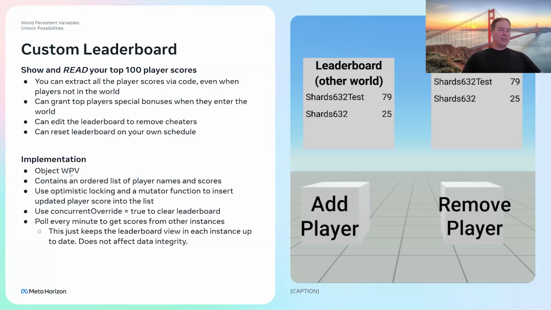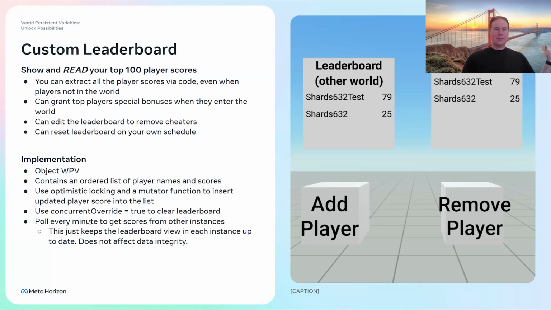So it uses an object WPV, which just contains an ordered list of all the player names and their scores, using optimistic locking and a mutator function to insert or remove players from the score list. For clearing it, it doesn't use optimistic locking. It just uses concurrent override true, because we don't care if there's data loss if we're clearing everything. It makes it slightly more efficient to ignore data loss and just clear everything, because you mean to lose data when you're clearing it.